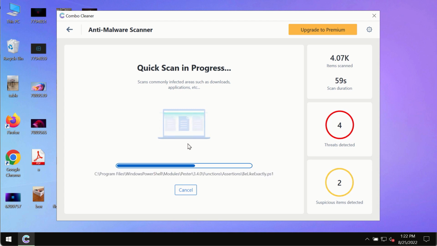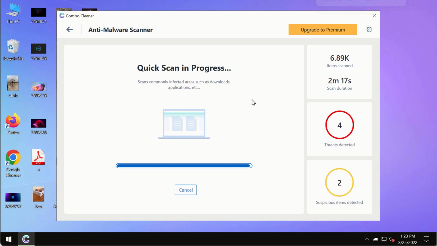You will be able to know the names of all these threats, the locations of all these threats on your computer, and of course, based on that summary, you will be able to remove certain threats manually.